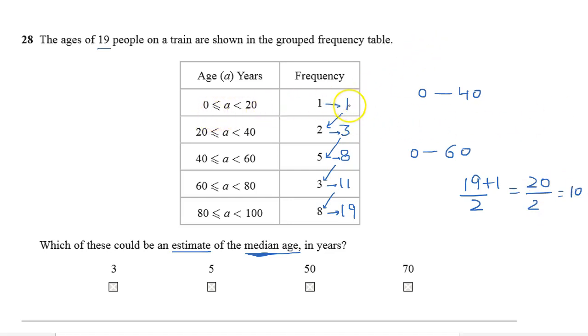0 to 20, 1. 0 to 40 we have 3, 0 to 60 still 10 is not coming, 0 to 80 we have 11, so 10 is coming here. So our class interval is this. Now what is the estimate of the median? From 60 to 80, the midpoint will be 70, and that is the answer.